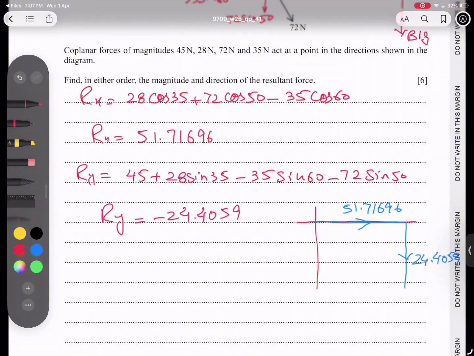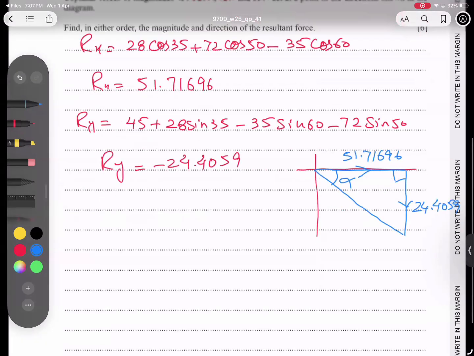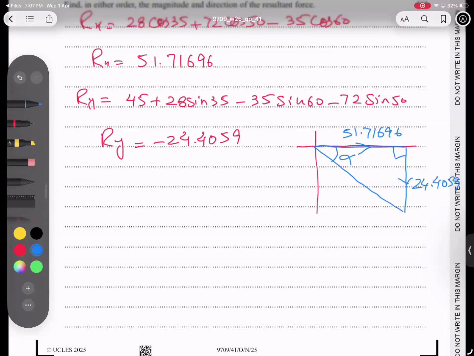Okay. So if I make this triangle, this is called the angle of direction. I call it alpha. Now what am I looking for? I'm looking for the resultant force, which is here.